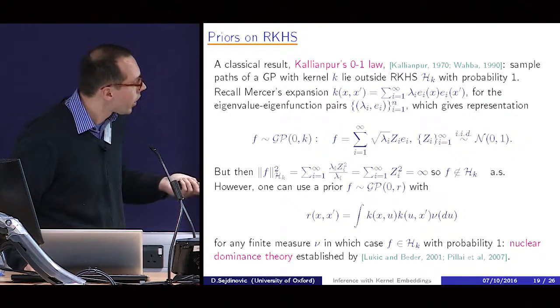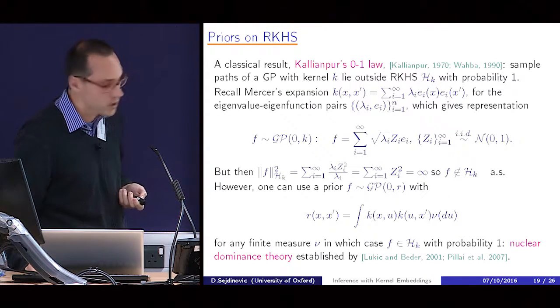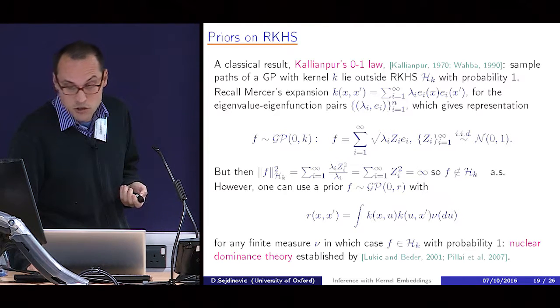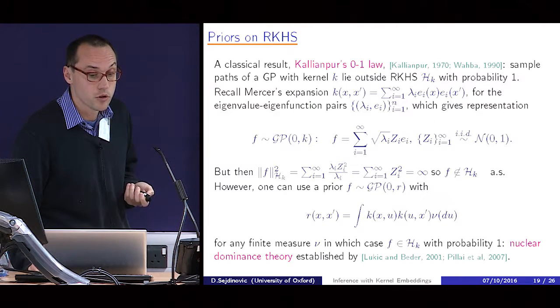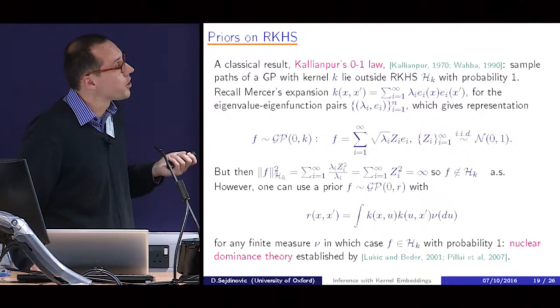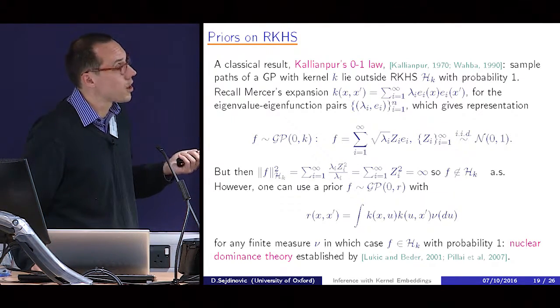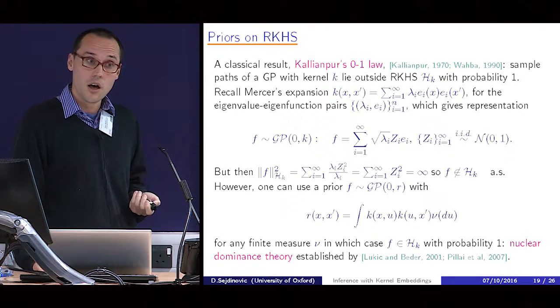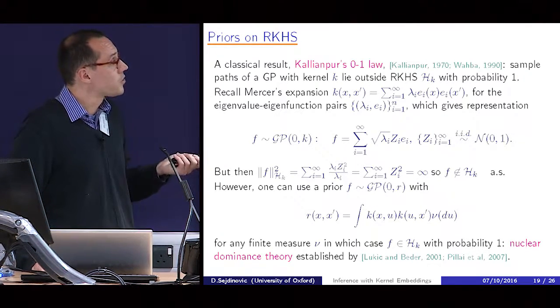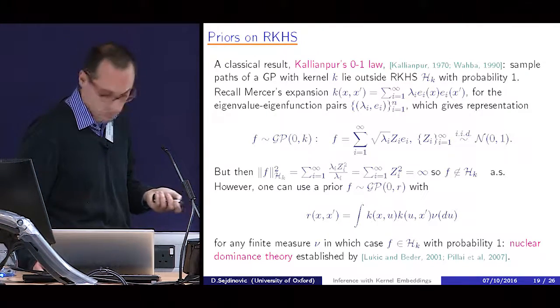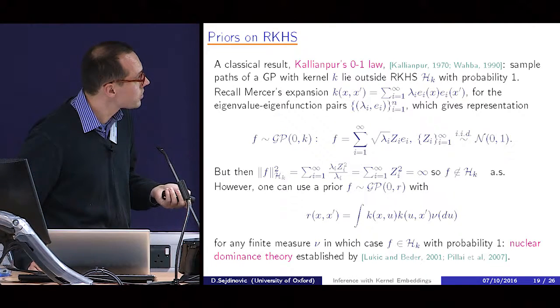This is actually well known from some previous results. And it has an interesting interpretation: if you want to generate a valid prior over an RKHS with just this Gaussian RBF function, a stationary translation-invariant kernel, you have to sample from a GP with a non-stationary kernel. That was a bit surprising for us.